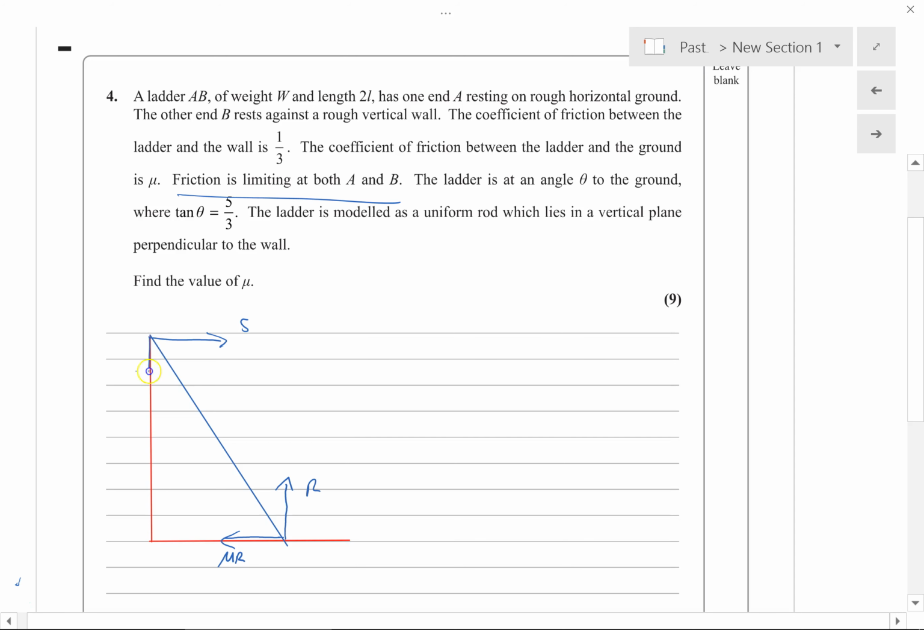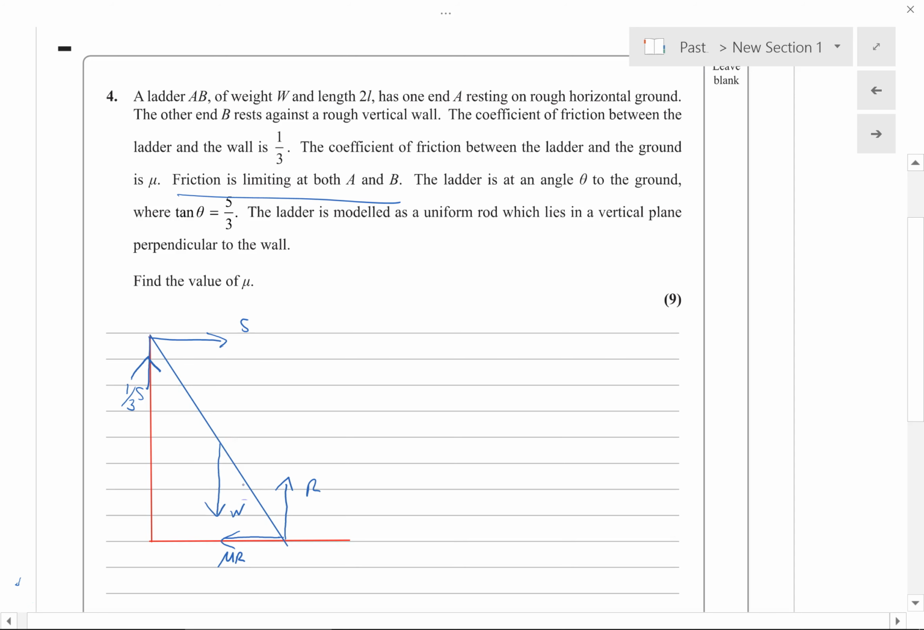Sometimes people get a bit mixed up with the direction of the friction, but it's definitely upwards. Imagine what would happen if it slipped. If it slipped, you would expect the ladder to go this way, it would start rotating almost, wouldn't it? And friction always opposes motion, so that is definitely the direction. And we've got this is 1/3 of S because we're told that friction is limiting.